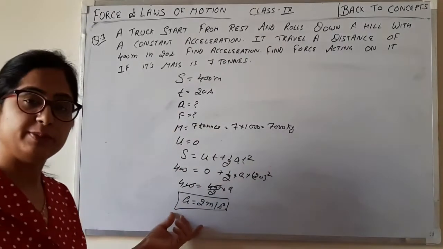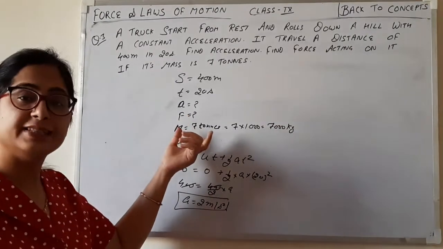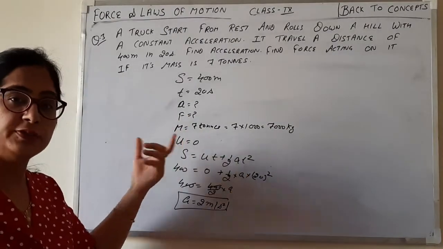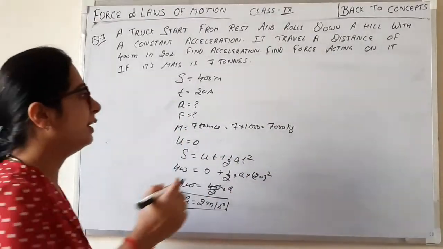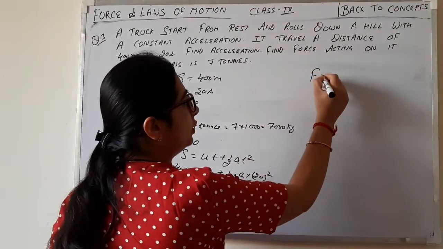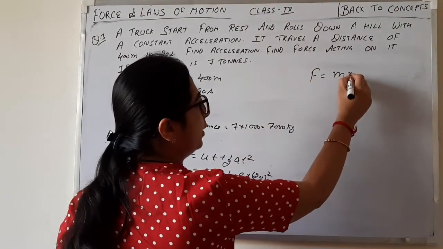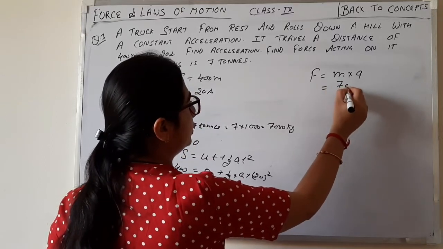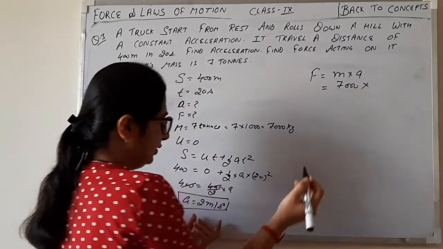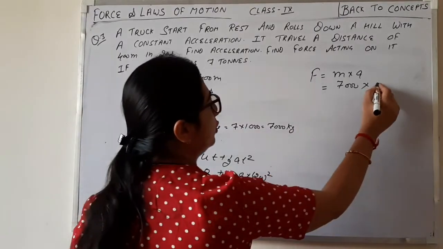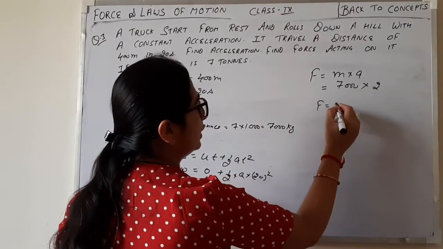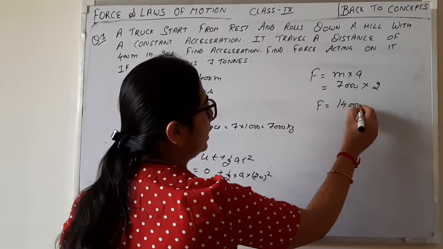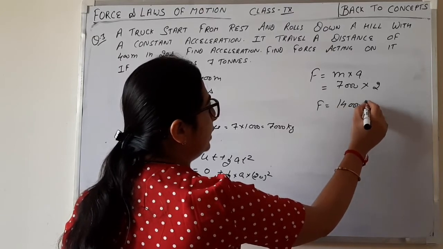Now acceleration we have found, mass is given, what's the force we will calculate easily. So according to Newton's second law, F is equal to mass multiply acceleration. Mass is given, that is equal to 7000 and acceleration is this, that is equal to 2. So what's the force here? 14,000 Newton.